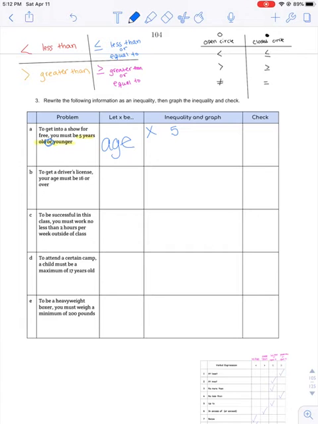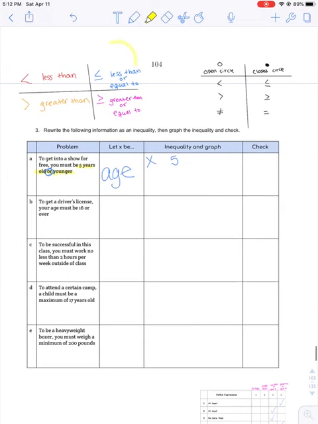"Or" is a really big clue. "Or" tells me it's going to be one of these two symbols, because those also have the "or" in them. It might be less than 5 or equal to, or it might be greater than 5 or equal to. I'm not sure which one it is yet, but I'm going to put the little underline in.